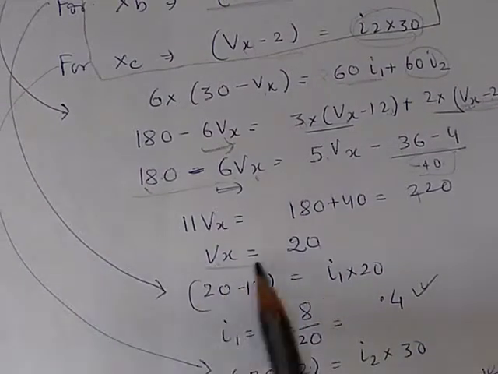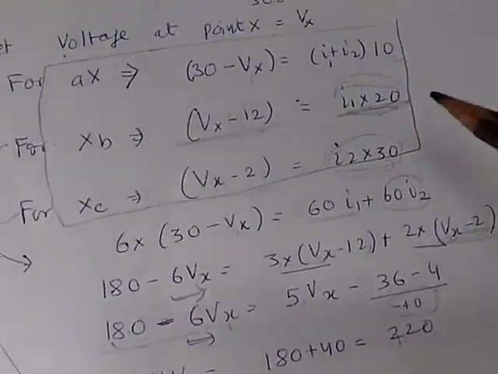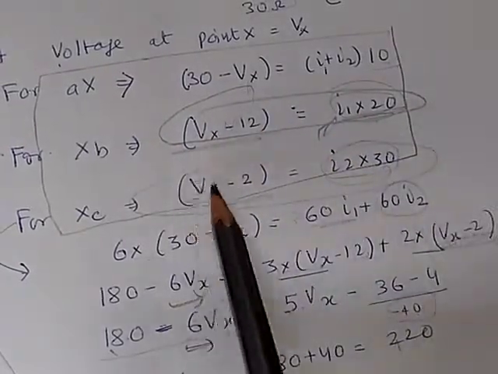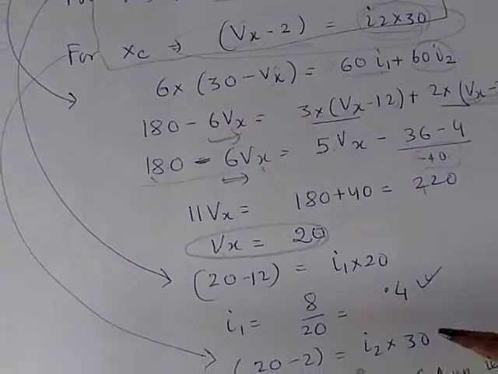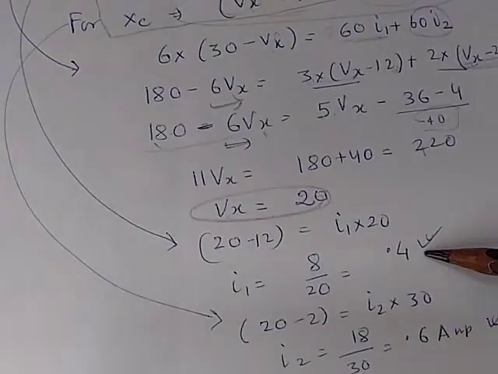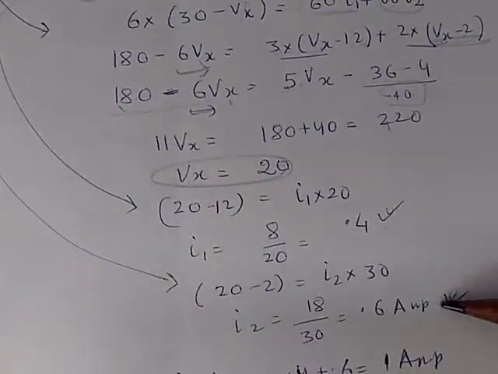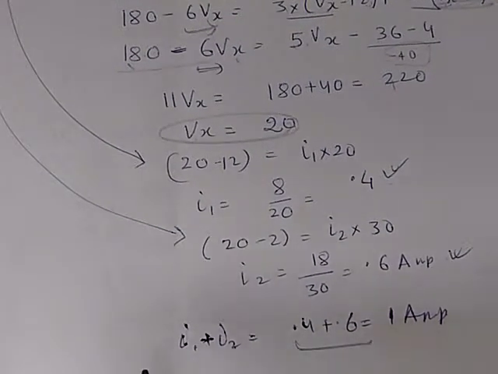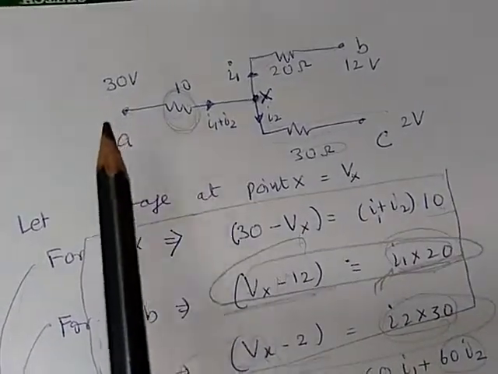Once we have found Vx, we can substitute it in this equation and we get I1. We substitute Vx in this equation and we get I2. So we have the values of I1 as 0.4 and I2 as 0.6 ampere. If we add 0.4 and 0.6, we get I1 plus I2, which is nothing but the current flowing in this branch.